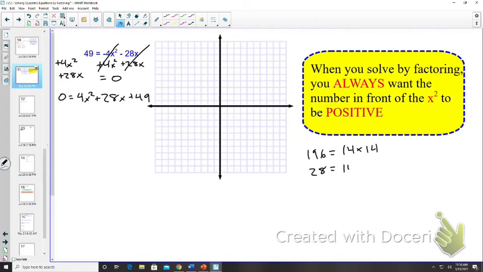No, or 14 and 14, sorry. Nice try though. Nice try. With a calculator, I would eventually figure that out.